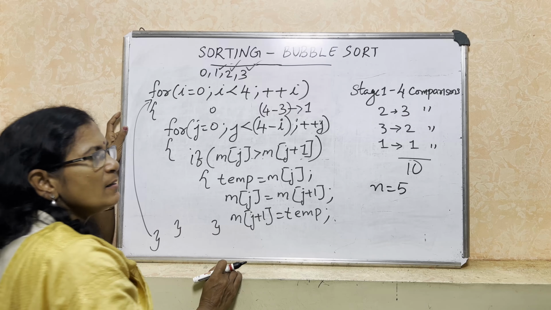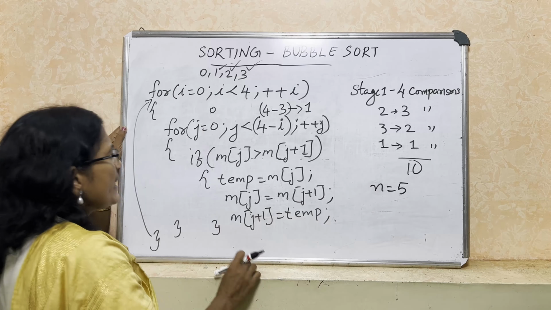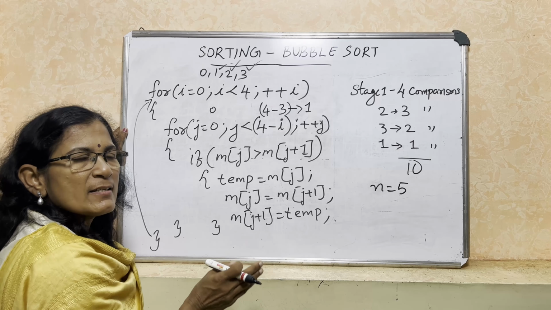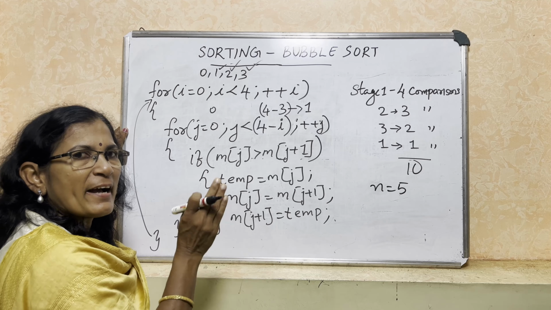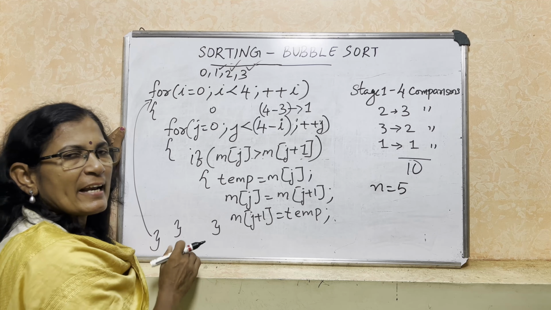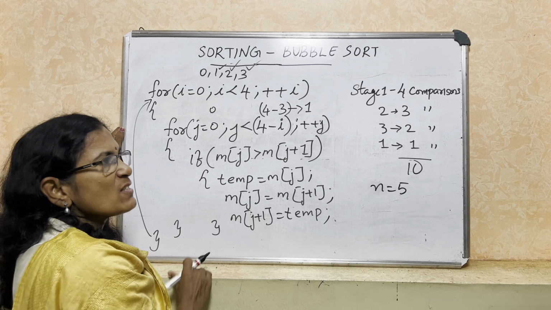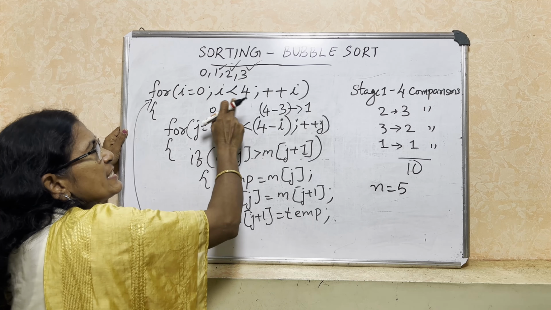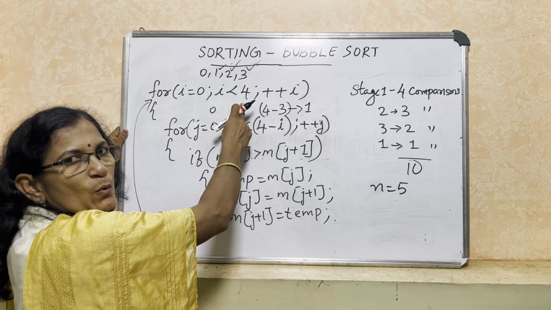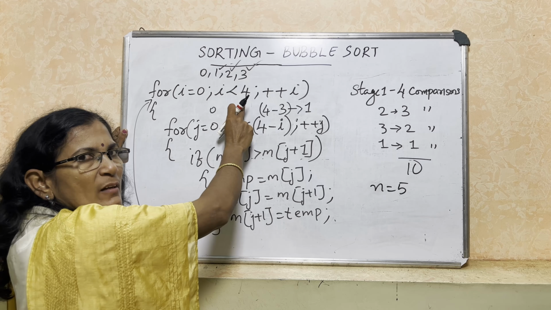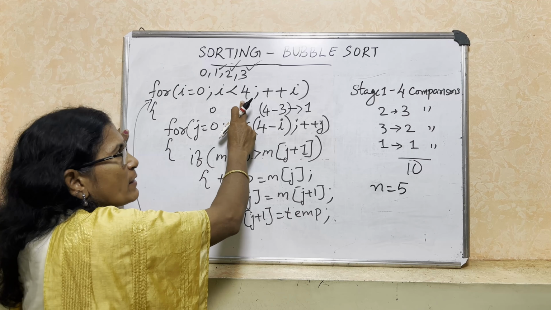So a total of 10 comparisons is done. The inner loop executed 10 times to sort an integer array with 5 elements by using the bubble sort technique. Let us generalize this. As we had 5 elements in the array, the limit is set as 5 minus 1. For the i loop, i is equal to 0, i less than 4. i less than 4 means 5 minus 1.